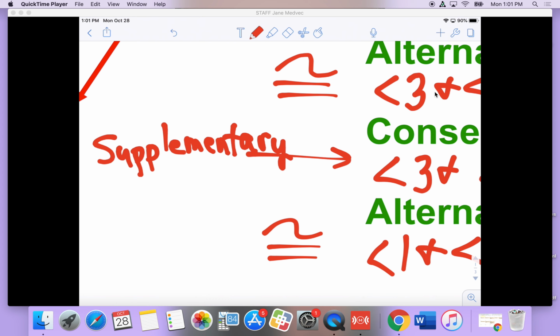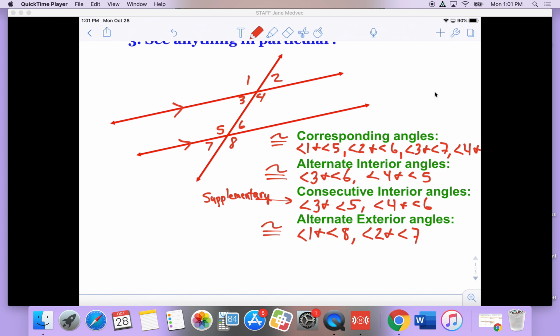And if you take a close look at those relationships, you can see why they're supplementary using alternate interior angles. Okay, so now let's go a little bit further and talk a little bit about this.